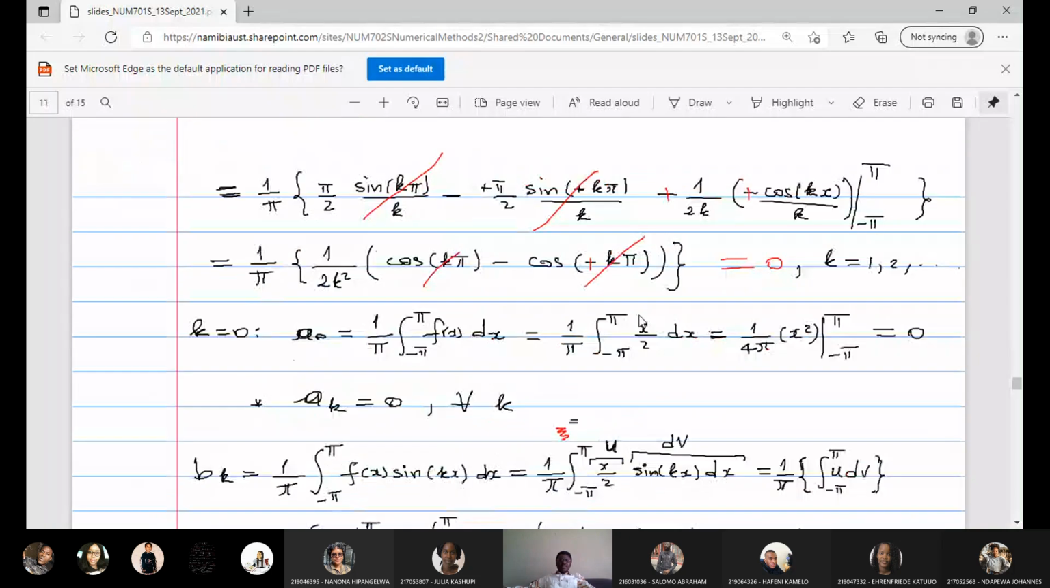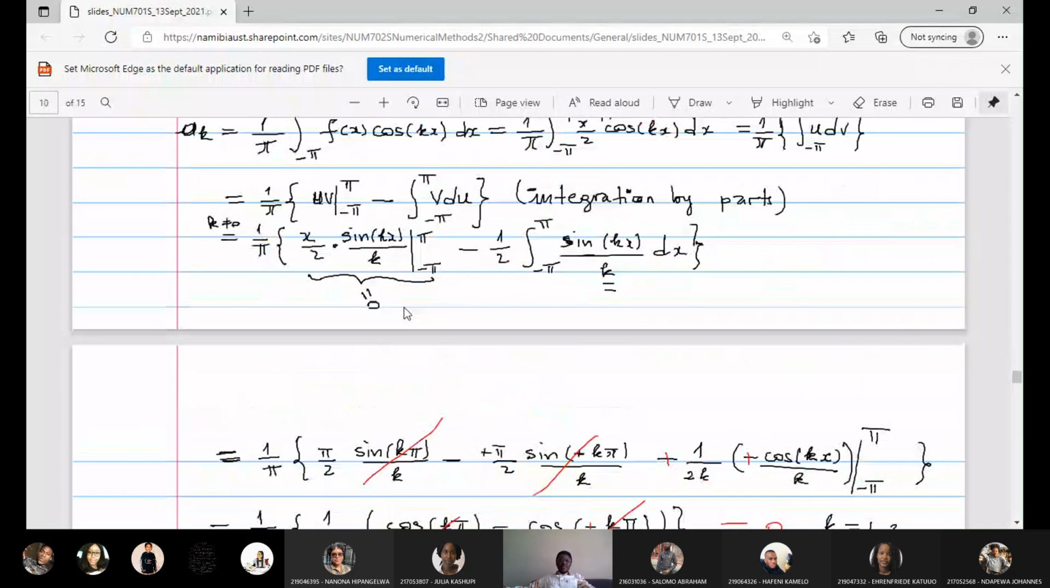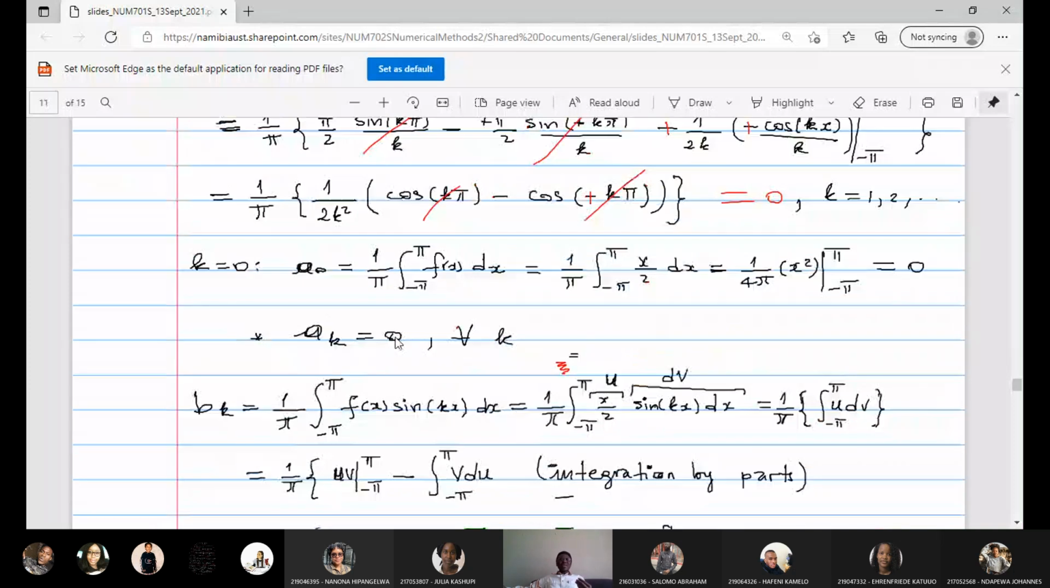So you can see that for this function that we know is an odd function, when we compute the a case, all the a case turn out to be 0. That's when you compute without taking into account the parity of the function. This is what you get.